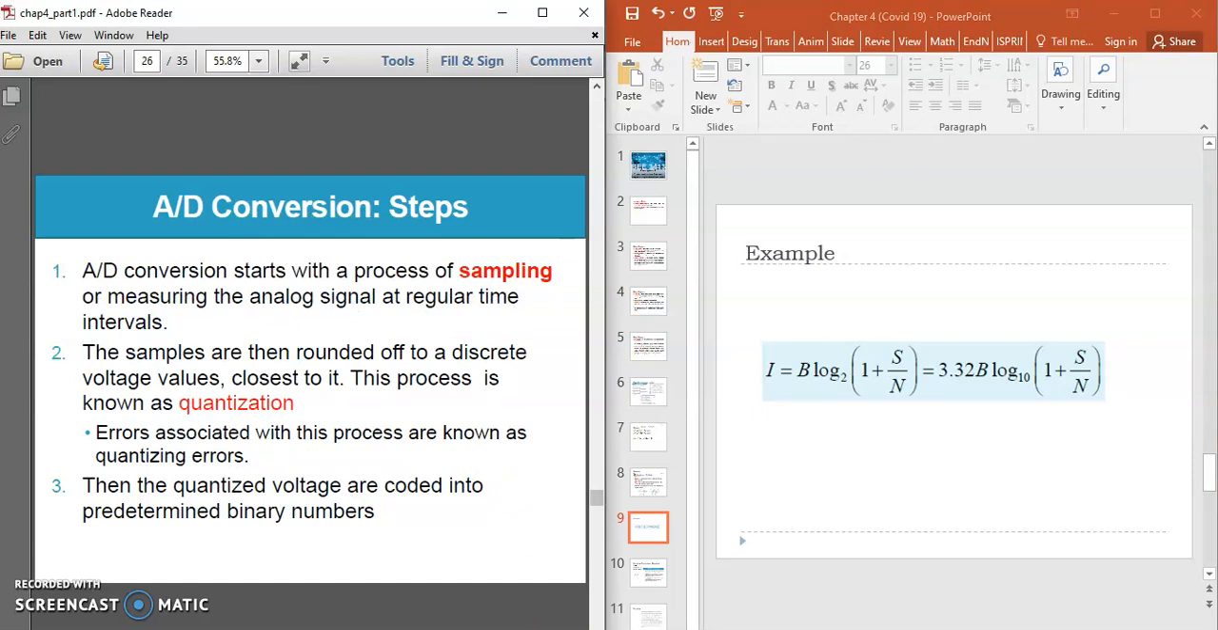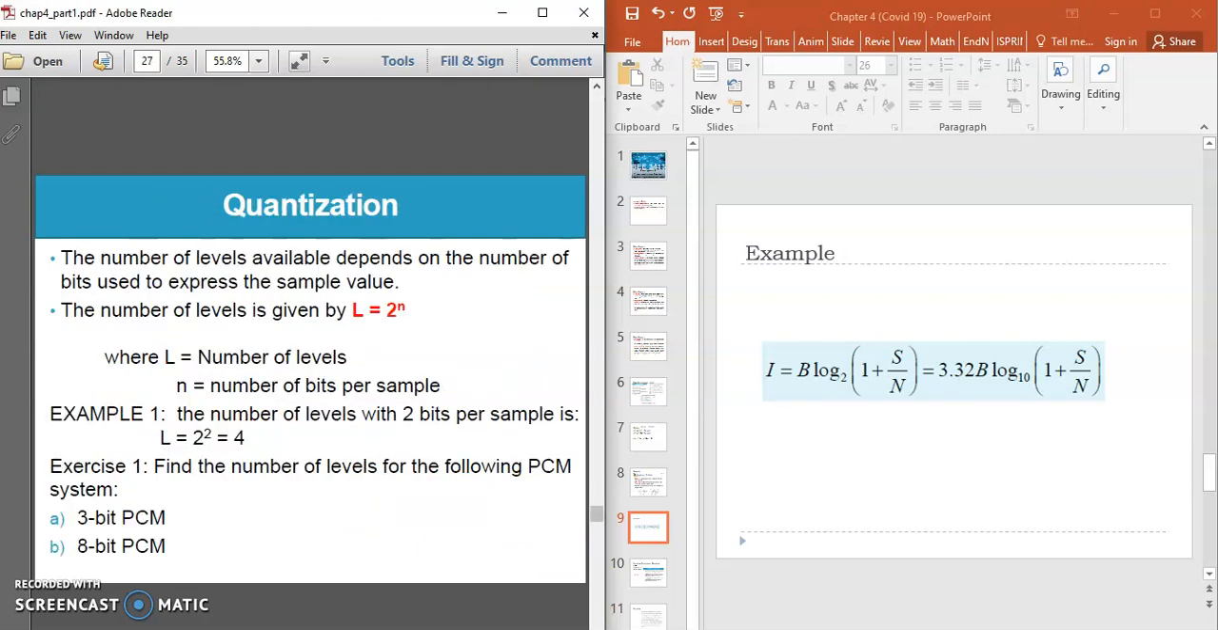This slide shows you the analog to digital conversion steps. Remember, we have the process of sampling, and then quantize, and then we code, for example 01001001, meaning streaming that bit stream. These are the three processes. Now, you should know quantization. Remember why we need to do quantization? Because we want to assign a level. L equals the number of levels.